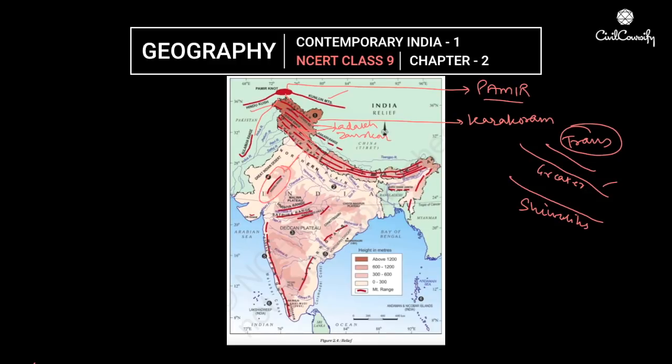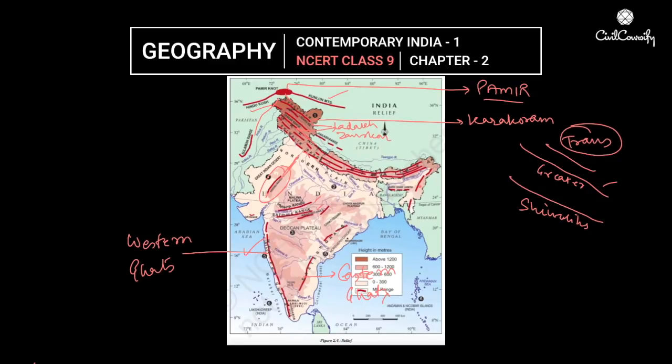Other important ranges are the Aravalli Hills. They start from Delhi and move through Rajasthan towards Gujarat. These are the Vindhya Ranges in the Peninsula, and the Satpura Ranges. You must remember that Vindhya is to the north of Satpura. Very important. These are the Western Ghats, Western Ghats, and these are the Eastern Ghats. Very important.